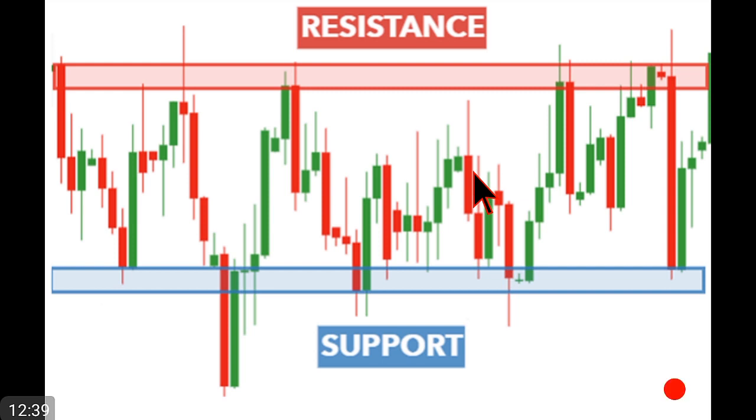So if you are trading, please take note. Once you see a pattern like that, all you need to do is to draw your support and resistance.